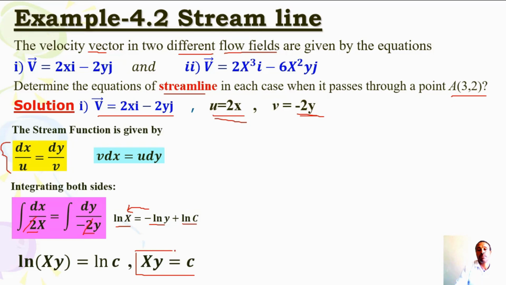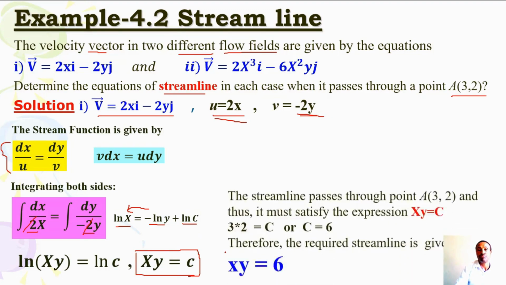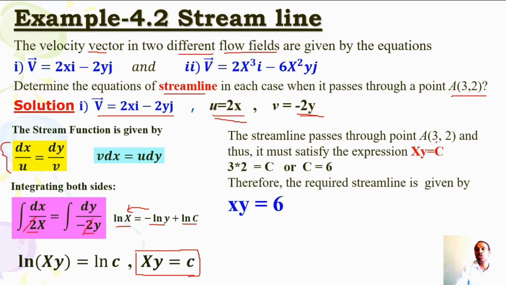So once you find the c value, what will be the value of c? The streamline passes through this point, (3, 2). Once the streamline coordinate is known, it must satisfy the expression xy equal to c. So you substitute 3 in place of x and 2 in place of y. 3 times 2 is 6, so c will be 6. Hence, the required streamline function is xy equal to 6. So this is the streamline function.